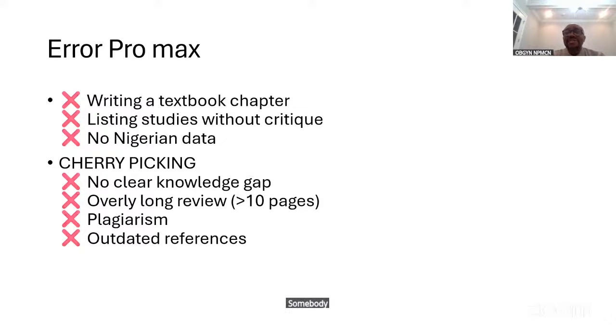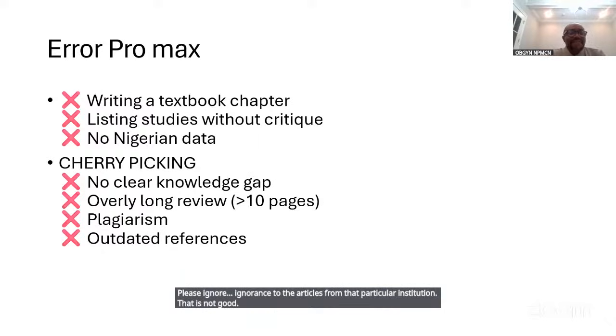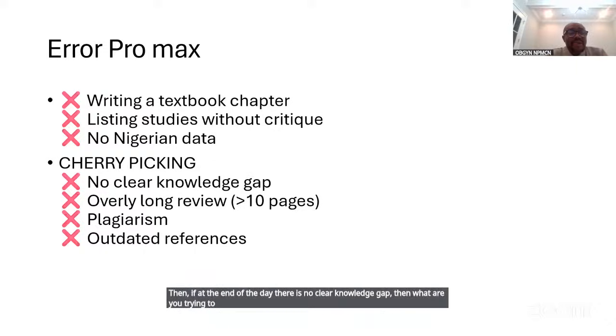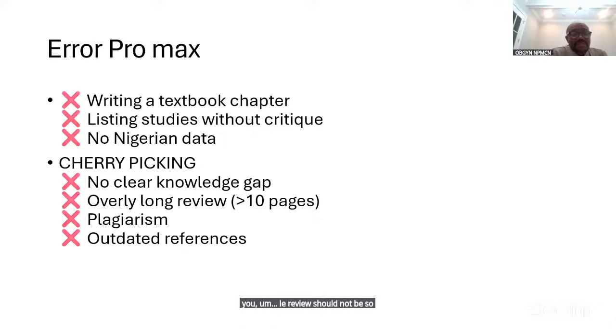Someone wants to look at a trend in her particular institution, but still plays ignorant to the articles from that particular institution. That is not good. Then if at the end of the day there is no clear knowledge gap, what are you trying to research into? Your review should not be so long, not more than 10 pages. Of course, plagiarism is a no. And don't use outdated references.